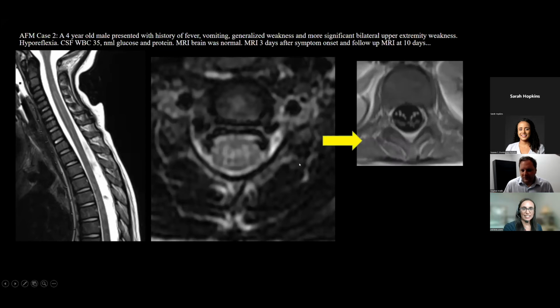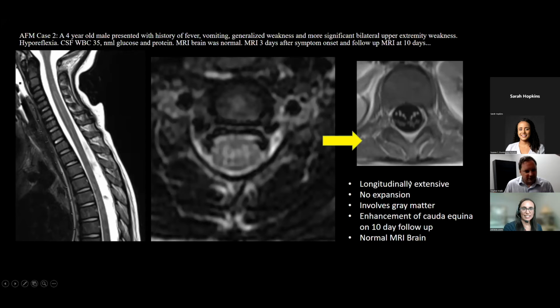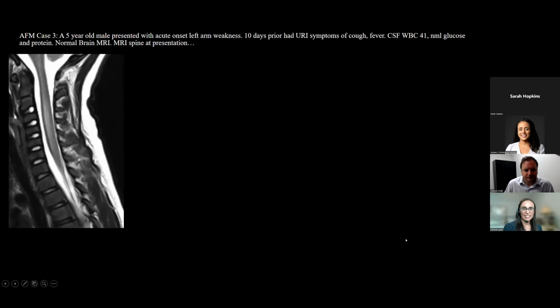On the follow-up imaging, where there was no previous enhancement of the cord or cauda equina, again, we start seeing cauda equina now enhancing. So this was longitudinally extensive. We saw through the cervical cord, no expansion, involved the gray matter. There was enhancement on delayed follow-up of the cauda equina, and the brain MRI was normal. So this is usually what we will often see, a normal brain MRI. Again, we might see that posterior medulla or pons be involved as one pattern.